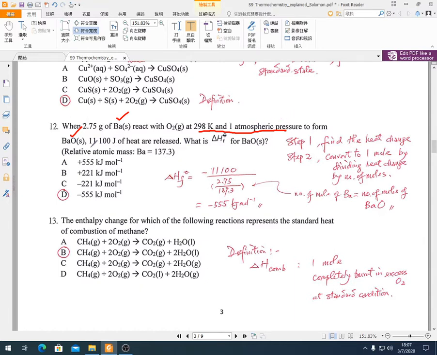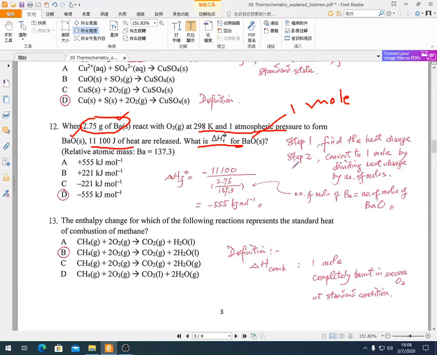So when doing so, you have 11100 joule. Then you have to calculate the number of moles of barium first, because we want to calculate the standard enthalpy change of formation of barium oxide. By definition, it is 1 mole of barium oxide formed from the elements in their standard state, that's O2 and barium metal, under the standard condition. O2 will be gas, Ba will be solid.